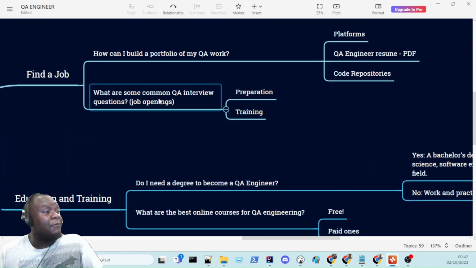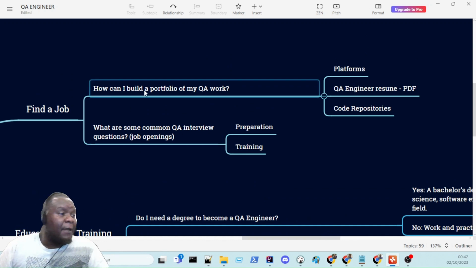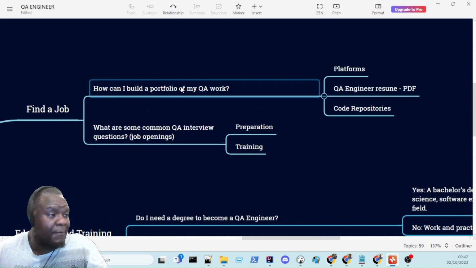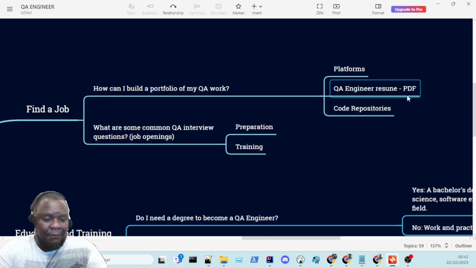Oh, let's talk about how to find a job. How to find a job as a QA engineer, right? Let's answer this first question here. How can I build a portfolio of my QA work? I have a lot to say about this, because when you are a junior, sometimes you don't have a portfolio, but yes, it's possible for you to have a good portfolio as a junior, even if you've never worked in a company, right?